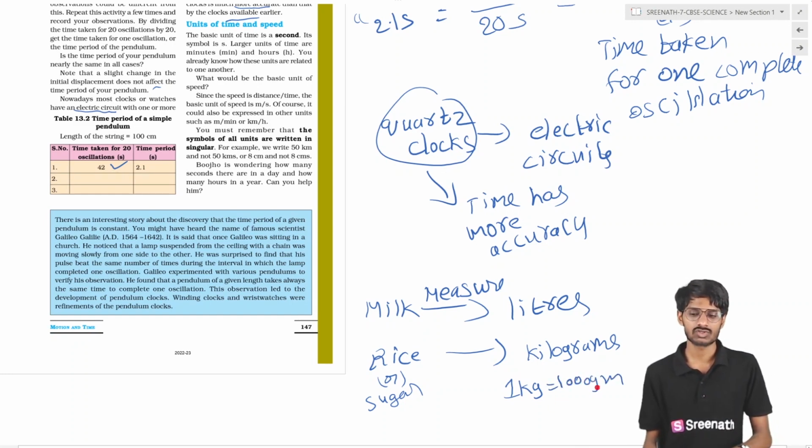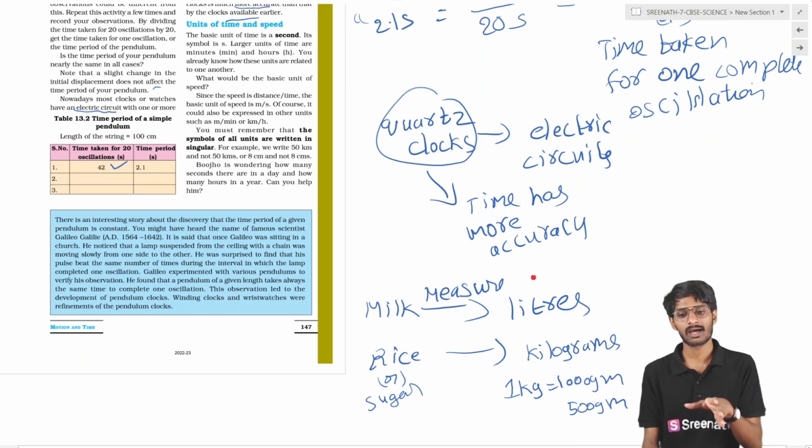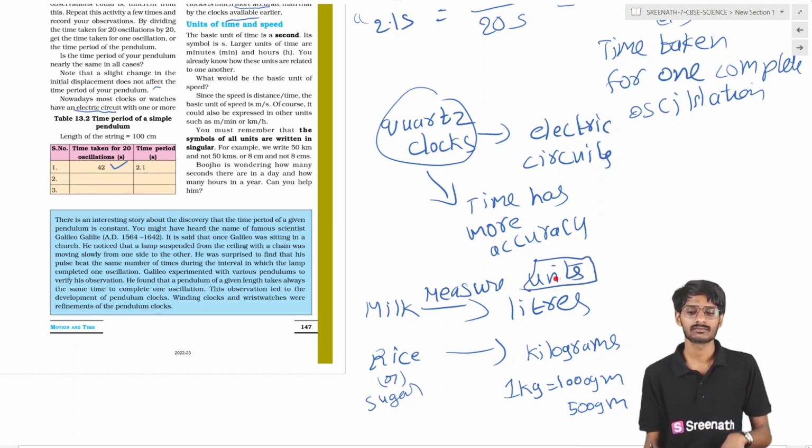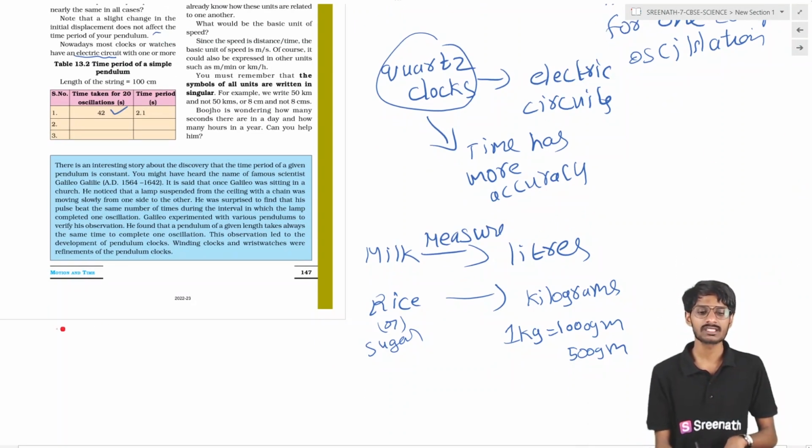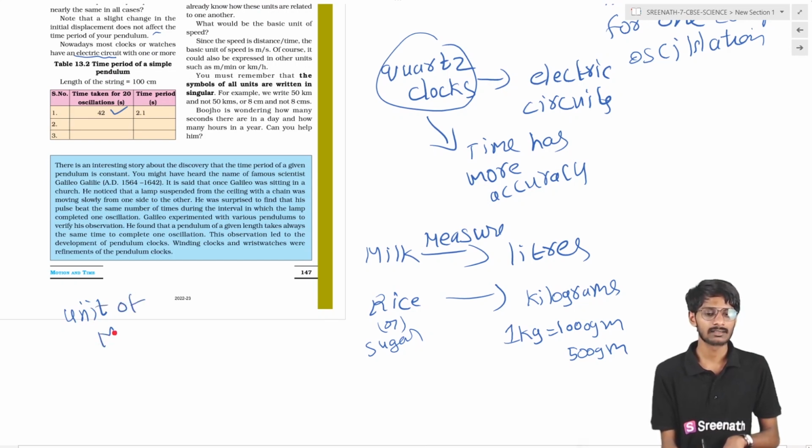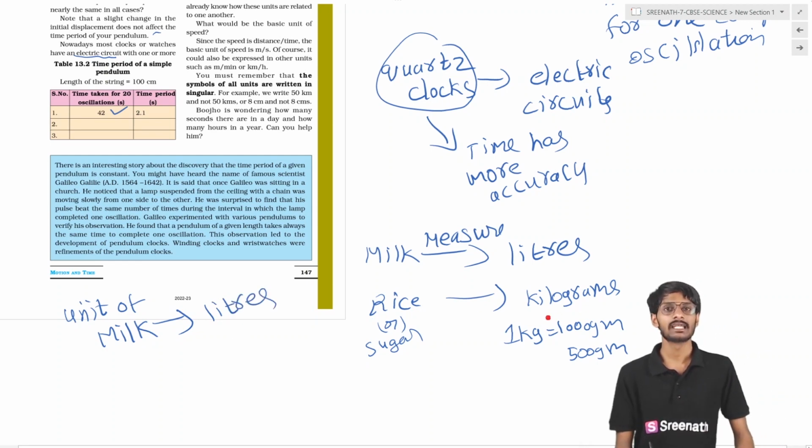Or like 1000 grams or 500 grams, how much quantity you want, like that. So we will measure the milk in terms of liters. What is the unit of milk? Unit of milk is nothing but liters. So the unit of rice or sugar is kilograms.